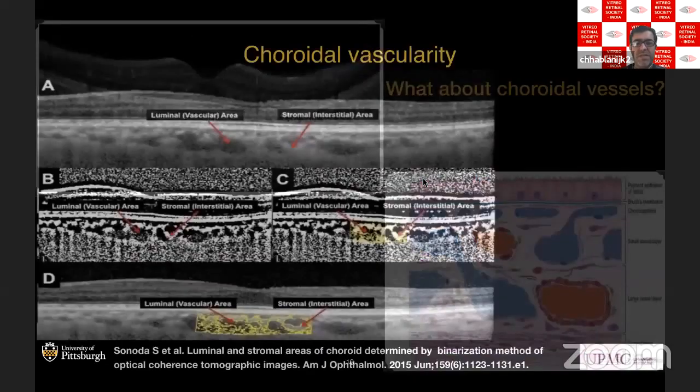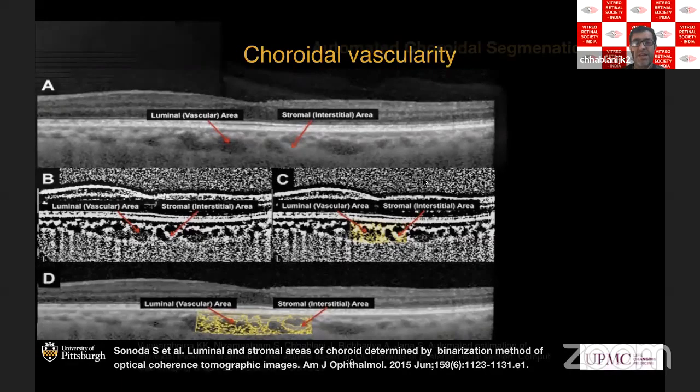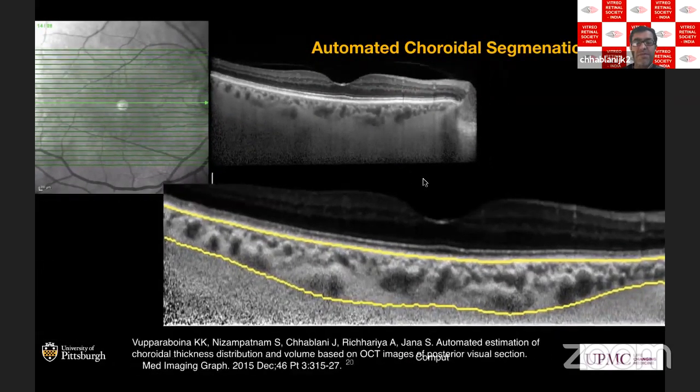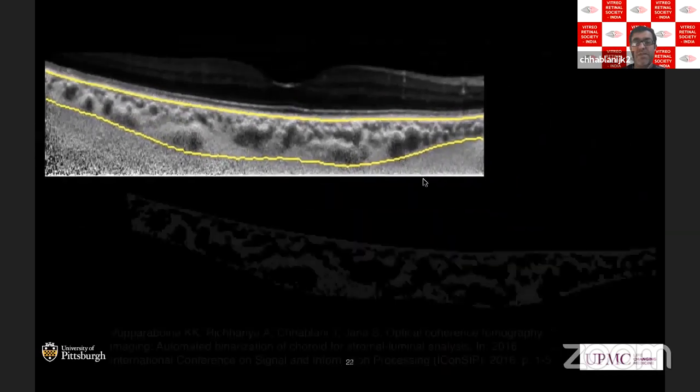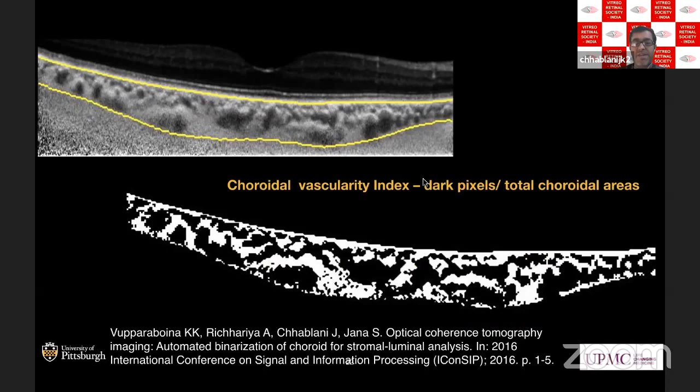And this is something which Professor Sonada from Japan came up with, the concept of choroidal vascularity visualization by binarizing these images. I was in India at that time. We were working on automated choroidal segmentation, and I was trying to get this choroidal vascularity for the whole volume. We worked on the whole volumetric data because I wanted the whole volume information, because choroid is a structure where you should be able to see the gross information. The choroidal vascularity index is defined as the dark pixels divided by the total choroidal area.